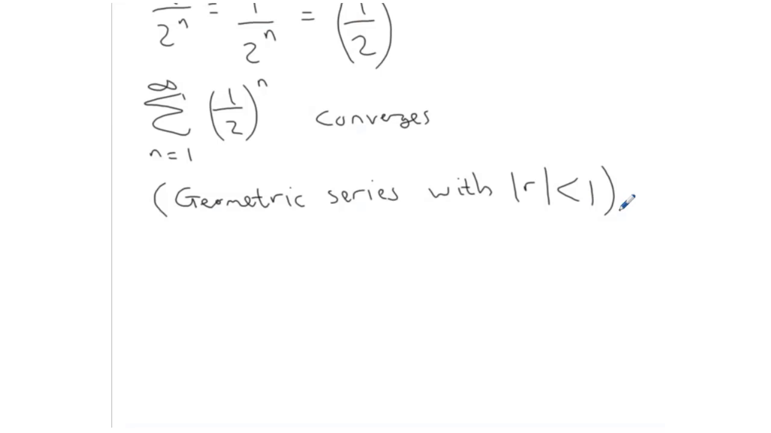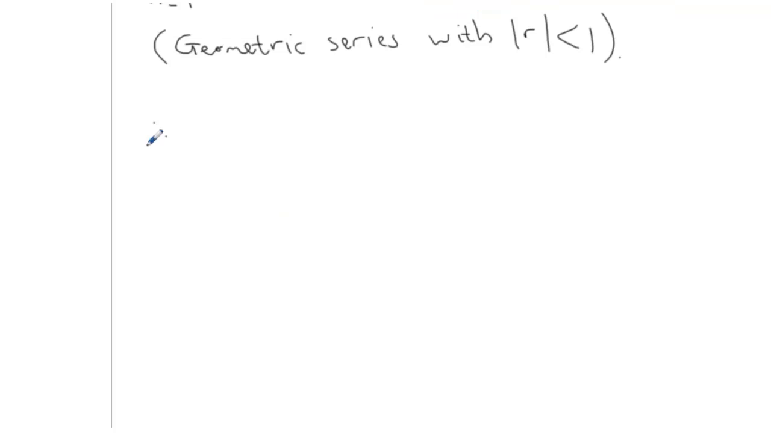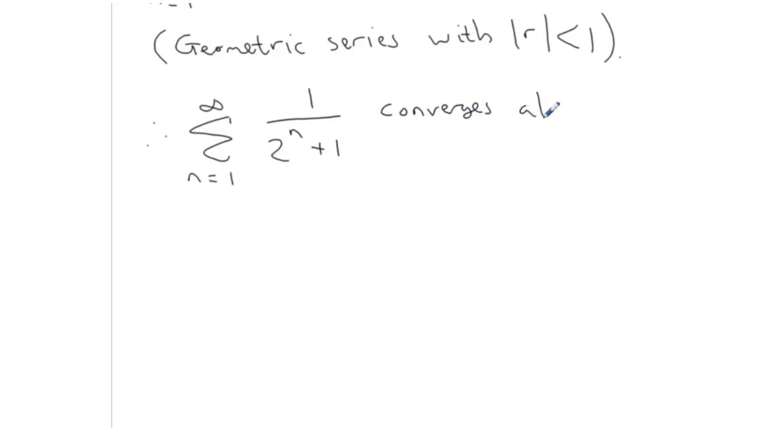Okay, so if that converges, then it must mean that this converges as well because of the comparison test. So therefore, the sum from n equals 1 to infinity of 1 over 2 to the n plus 1 converges as well. We need to state the reason. The reason is the comparison test. Okay, and that one's finished.